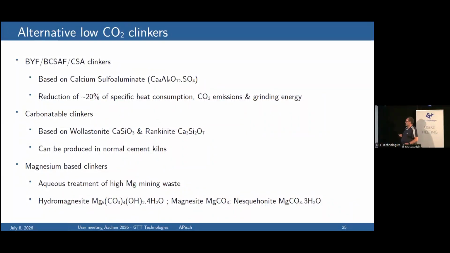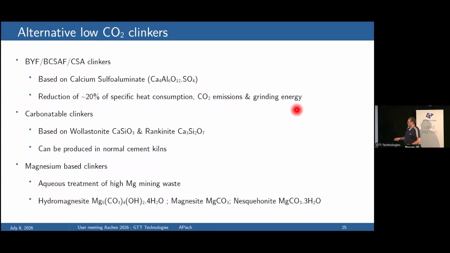One slide on alternative low CO2 clinkers. We have a whole group which are called BYF, BCSIF, CSA clinkers. Here they are based on calcium sulfur aluminate. Reduction of 20 to 30% of the specific heat consumption, the CO2 emissions and grinding energy. I have a student working at the moment on that, evaluating GTOX, which works very fine for this kind of clinkers. So that's something as a teaser I will report on next year at the user meeting. But it's really very, very good.